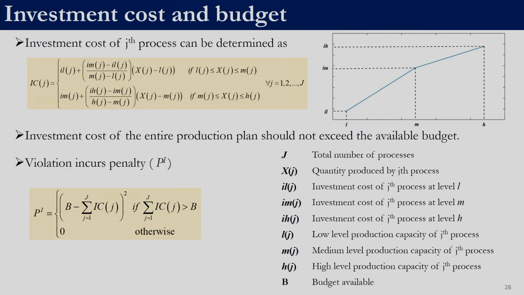Now let us look at investment cost and budget. This equation we have discussed previously: if a production is between L and M, we use this equation, and if the production is between M and H, we use this equation to calculate the cost. This will tell us the investment cost with respect to each process. That has to be summed for all the processes, and whatever investment cost we get for the entire production plant.